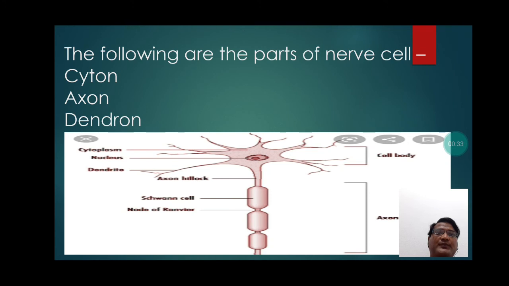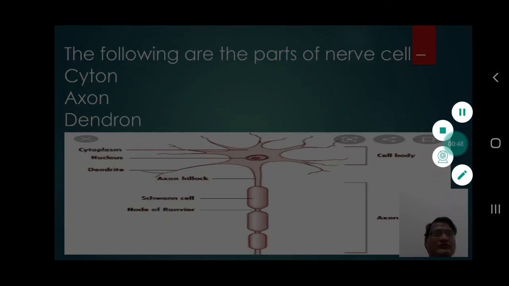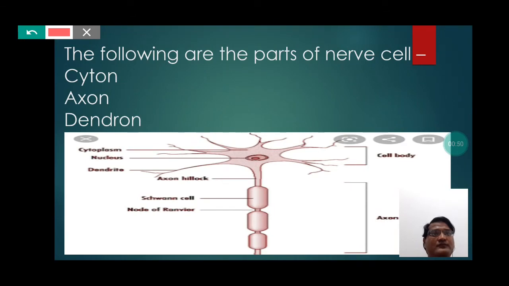The following are the parts of nerve cell. Cyton, axon and dendron. So students, the most important parts of the nerve cells are cyton, axon and dendron.